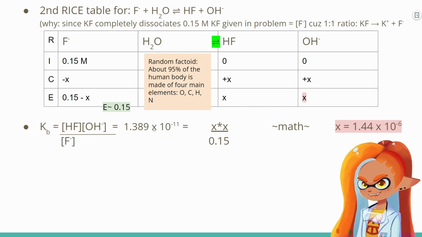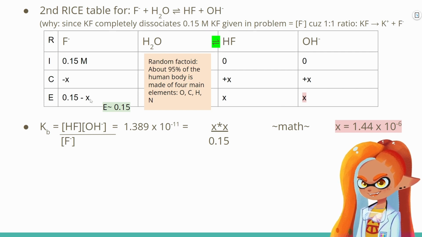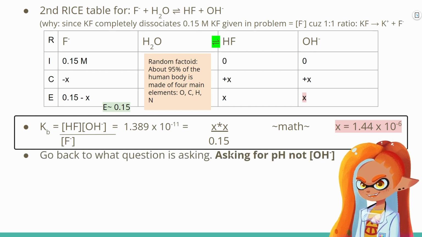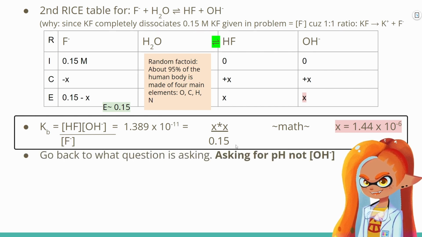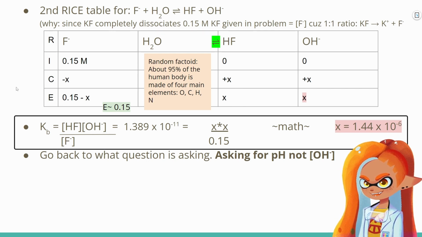And so I'm going to go ahead and put those in. I have the KB we calculated earlier. I have my x squared on the top because they're both x, and then 0.15 because again we can round, do some simple math, and then we end up getting our x value. So we end up getting that. But the question was asking for pH, not OH minus concentration. So we're going to go ahead and do those equations just like the previous problem.